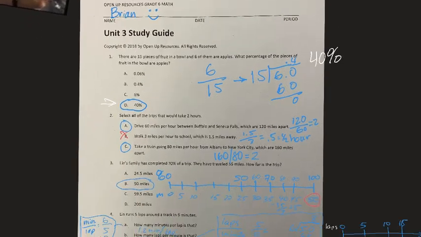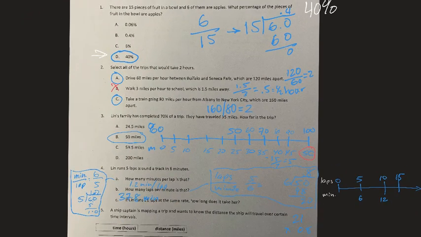Question number 2, select all, and they have this word in bold, so you know it's really important, all the trips that would take 2 hours. That means you can have more than one correct answer. Maybe, right? Or you could have none, I suppose, but in this case, we definitely have more than one. Let's take a look at them.